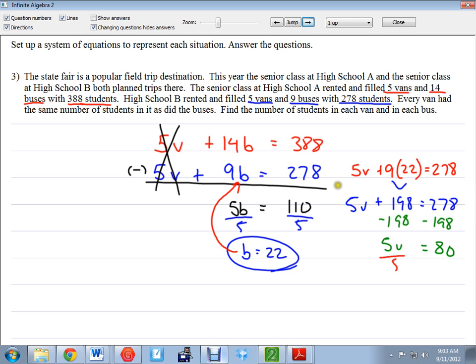And then of course we divide both sides by the 5, and 80 divided by 5 is 16, so we'd have 16 students in each van. So that's a big van and kind of a small bus. Anyway, this is the situation. It asks you the number of students in each van and each bus. There are 16 students in each van, and there are 22 students on each bus.